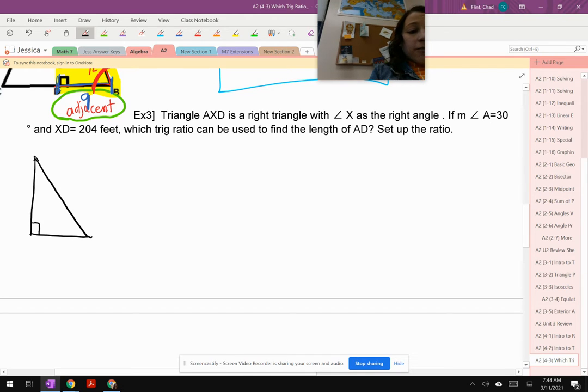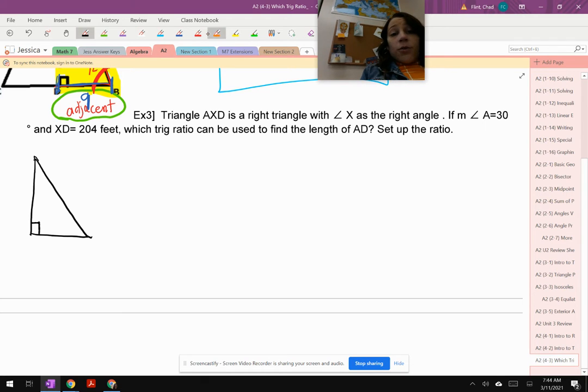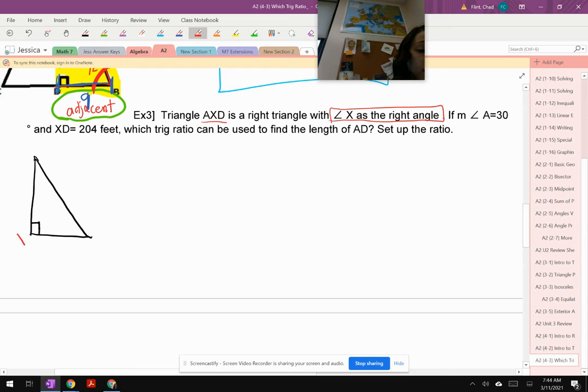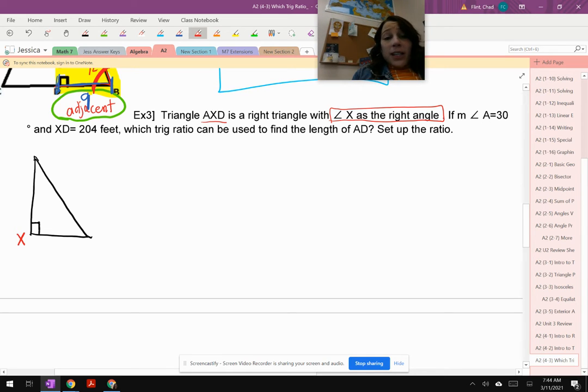I know it has to have that right angle. So triangle AXD, those are the letters that they want me using to label it, is a right triangle with angle X as the right angle. So that means this has to be X. And then it doesn't matter which one you label as A and which one as D. Just pick whatever. They could flip-flop. It doesn't really matter.